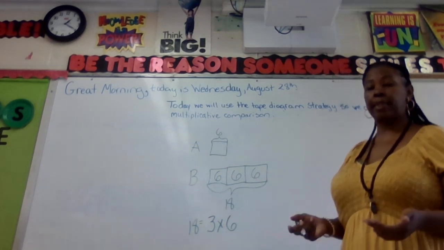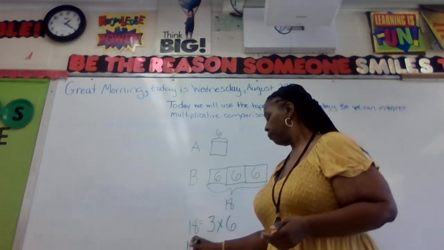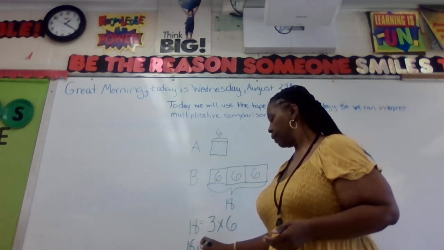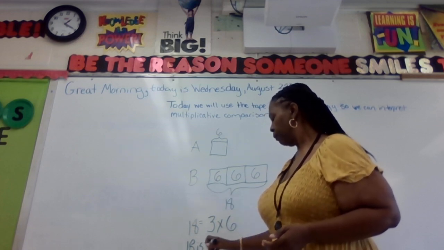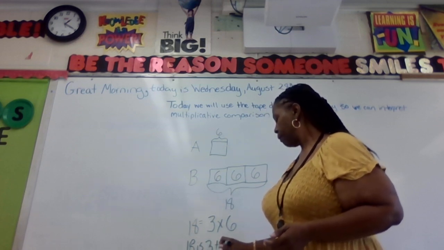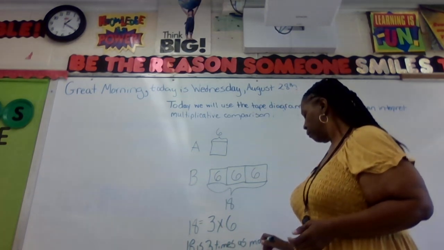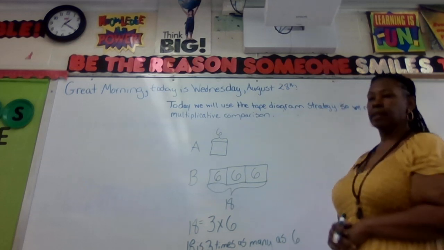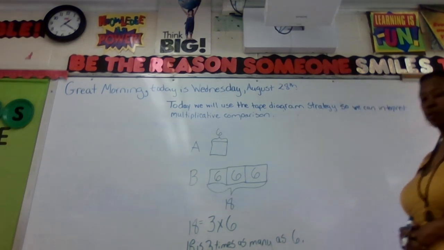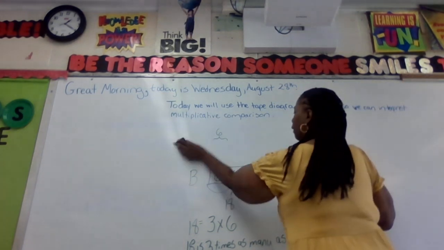Now I'm going to write my statement. I wrote my equation, now I'm going to write my statement. 18, the equal sign means is. 18 is, write the number, 3 times as many as 6. And that's what they're expected to write for their homework. So that's one example. Let me give you another quick example.